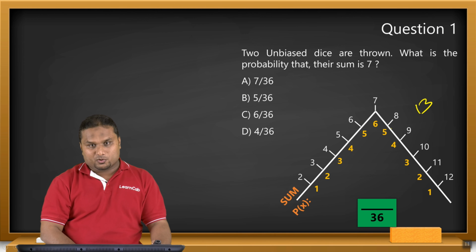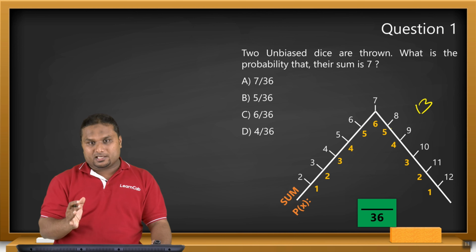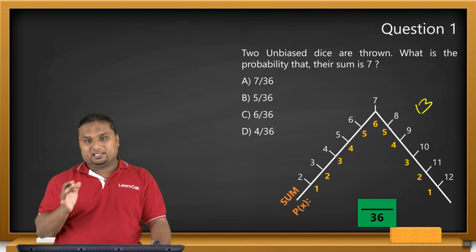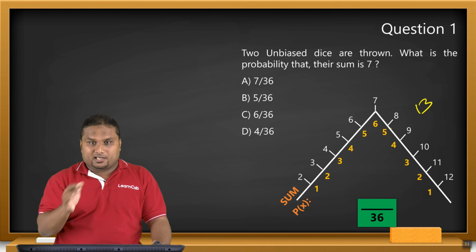Suppose someone is asking you what is the probability that their sum is equal to 10. 13 minus 10, it is 3 by 36. Sum is equal to 11: 13 minus 11, 2 by 36. Sum is equal to 9: 13 minus 9, it is 4 by 36. So it's a matter of 1 second only.